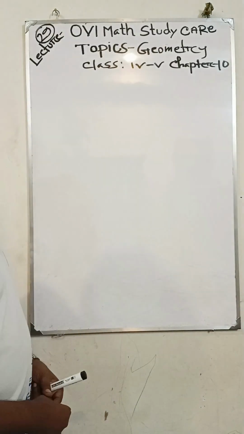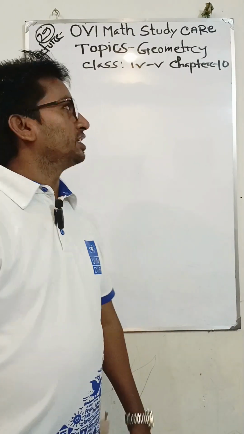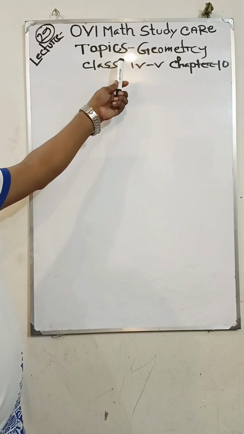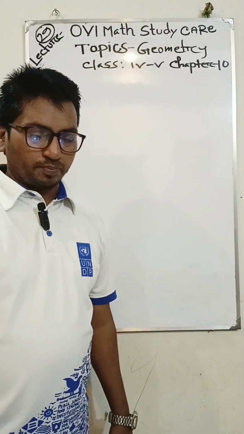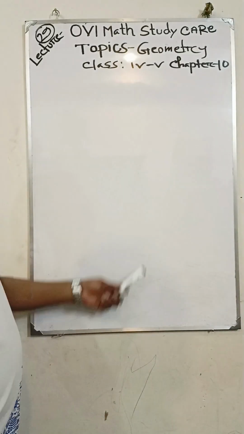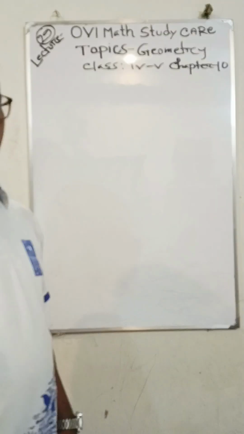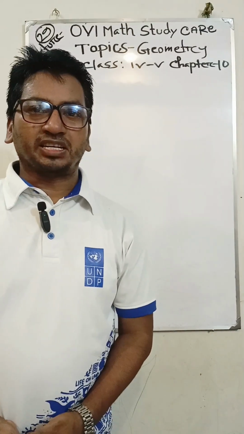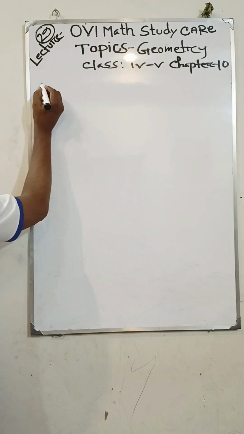In the previous class, we discussed the algebraic expression class 6. Today, we discuss geometry, the characteristics of geometry for class 4-5. Dear students, at first we will discuss the various kinds of figures and then write the characteristics of them. Our first figure is a rectangle.